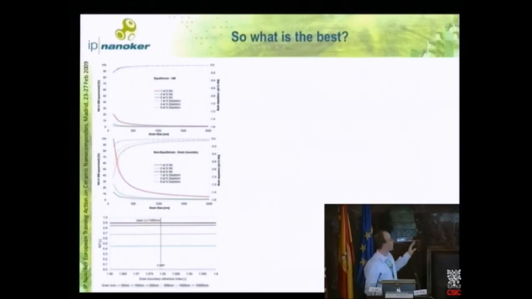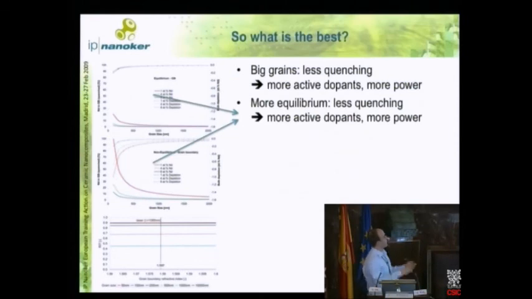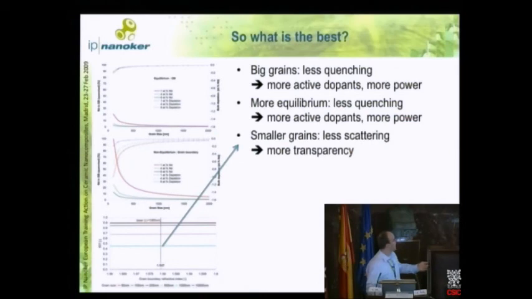So, put it all together, what is best? We have these simulations of the microstructure, which predict that with big grains, we get less concentration quenching, more active dopants, and more laser power. So we want big grains. They also predict that if we sinter more towards equilibrium, we get less quenching and more laser power. So we want to go as far to equilibrium as possible.